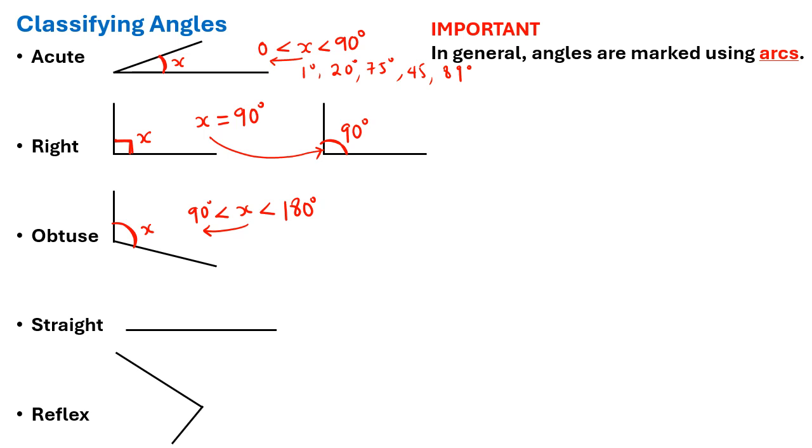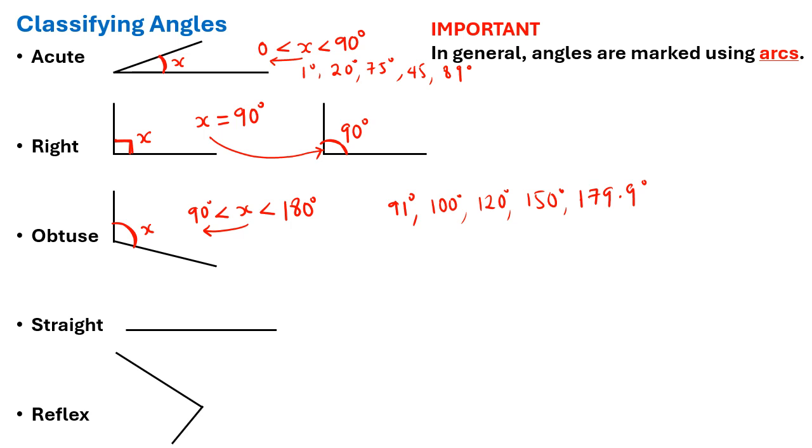Examples will be 91, 100, 120, 150, and so on. And then we can even do 179.9, as long as it's not 180. That would be considered an obtuse angle.